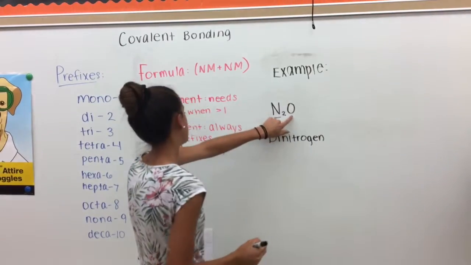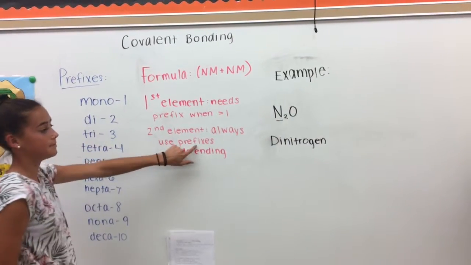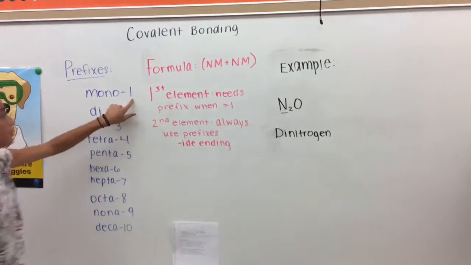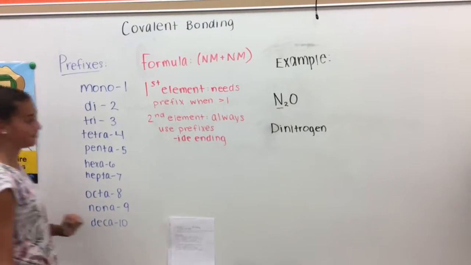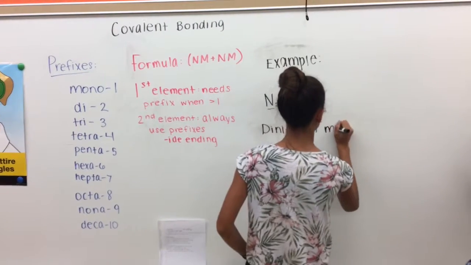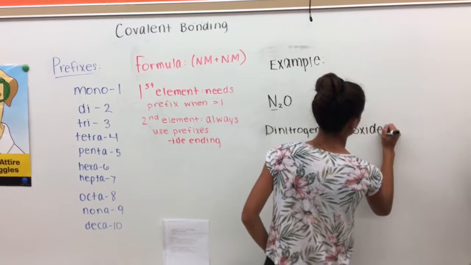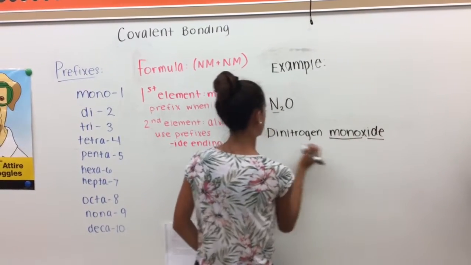For the second element, we have oxygen, and every second element needs a prefix. So since there's no subscript there, we can assume it's 1, so we need the prefix mono, so the second element is monoxide. Therefore, our finished molecule is dinitrogen monoxide.